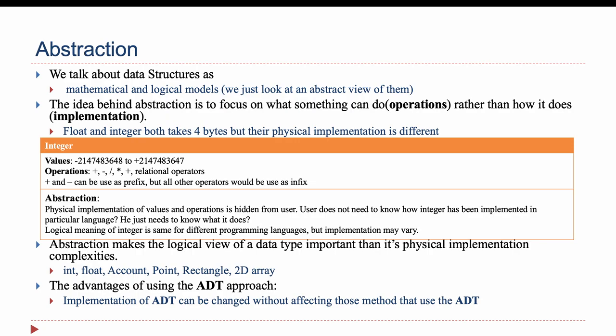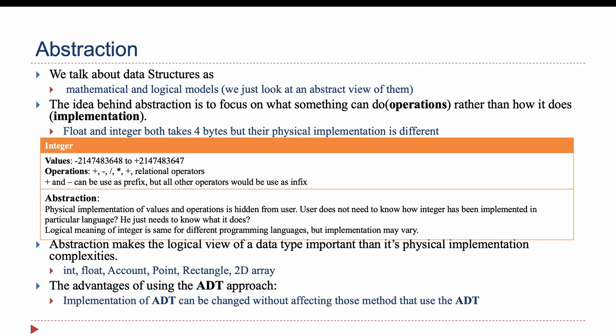When we talk about data structures, we are referring to mathematical and logical models that represent the organization and management of data in computer programs. These models help us understand how to store, retrieve, and manipulate data in efficient and effective ways. One important concept in data structures is abstraction. Abstraction is the idea of focusing on what something can do rather than how it does it.